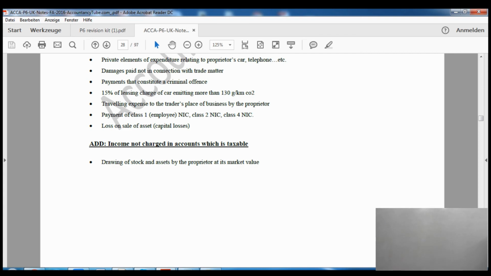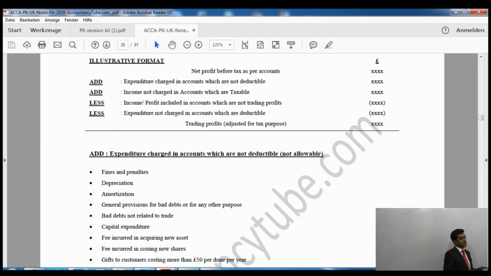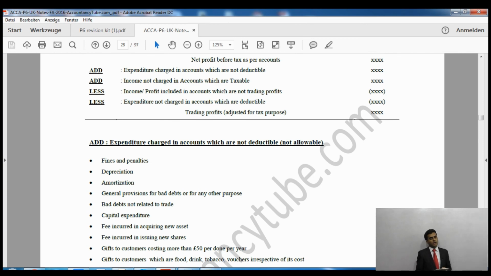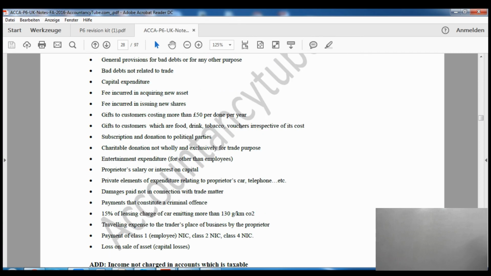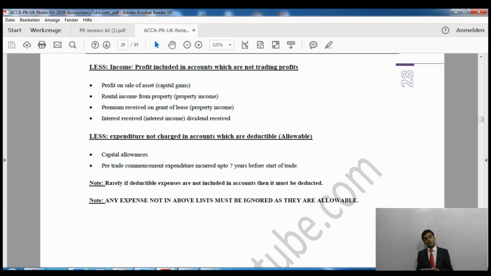Right? So the next thing is a couple of things which we have to deduct. First is the income included in the accounts which should not have been included, so we'll have to deduct that, and expenditure not charged in the accounts which is deductible, the expenses which you haven't deducted, you will have to deduct them as well. Now this is the list of income which was included in the accounts which is not trading profit, so we'll have to deduct it, because HMRC says that only trading profits can be taxed, so we'll have to deduct them.